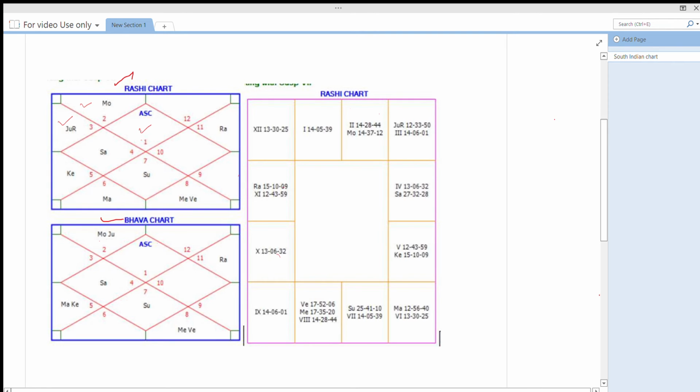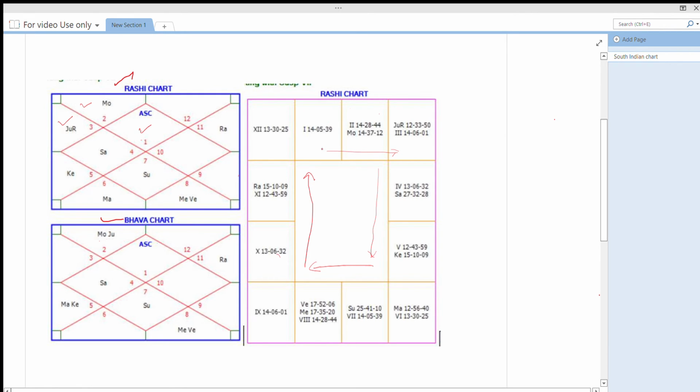So let's move to the South Indian chart. In the South Indian chart, first thing, it goes in the clockwise direction, from here to here, and then from there to here, like this, clockwise. And in this chart we do not talk about the houses, because this is based on the Rashi.